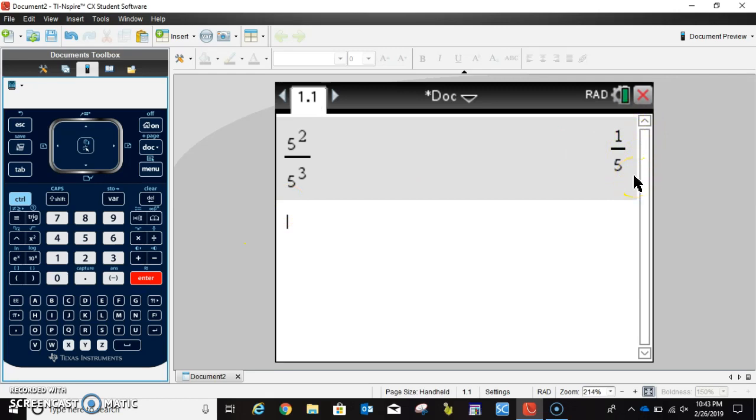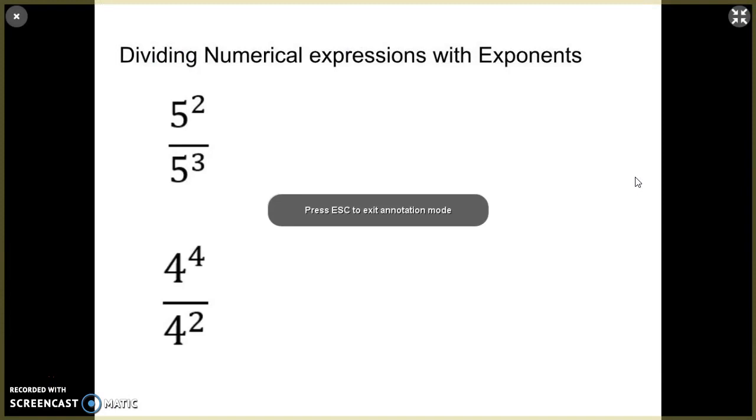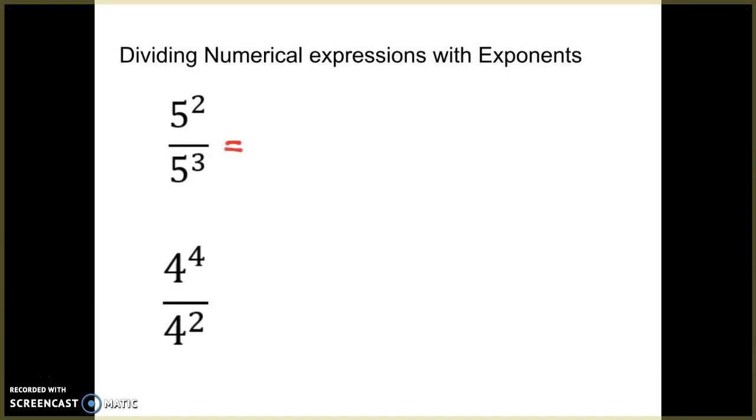Let's talk about how we get that answer without using the calculator. We should know that anytime we see an exponent, those are instructions, and this 2 gives me instructions on what to do with this 5. So 5 squared simply means 5 times 5. And in the denominator, I have 5 cubed, and that tells me 5 times 5 times 5. We know from an earlier grade level that anytime I have a value divided by itself, that result is going to be 1.